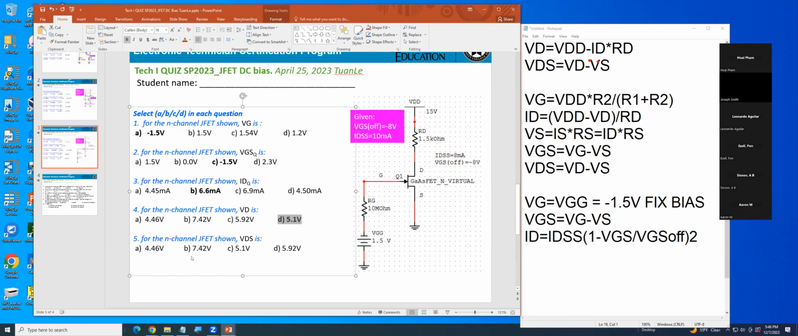Number 5. C. A, B, C, D. C. Answer will be C, right? Yeah, C.